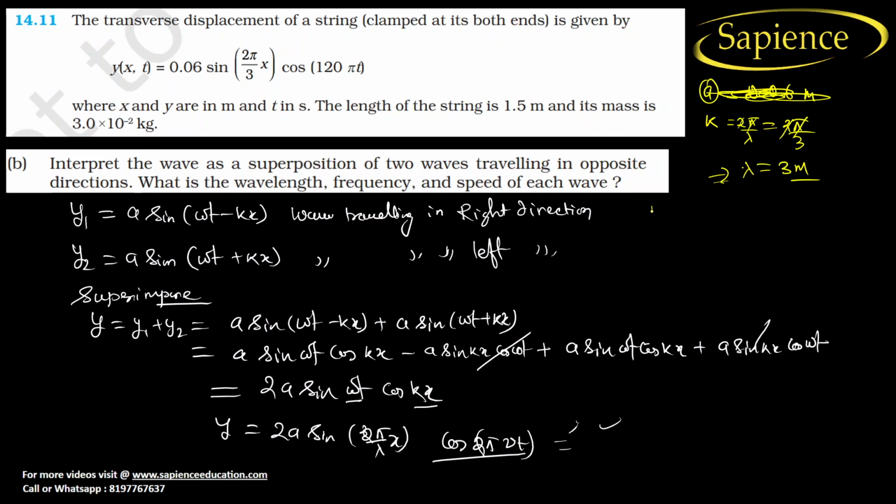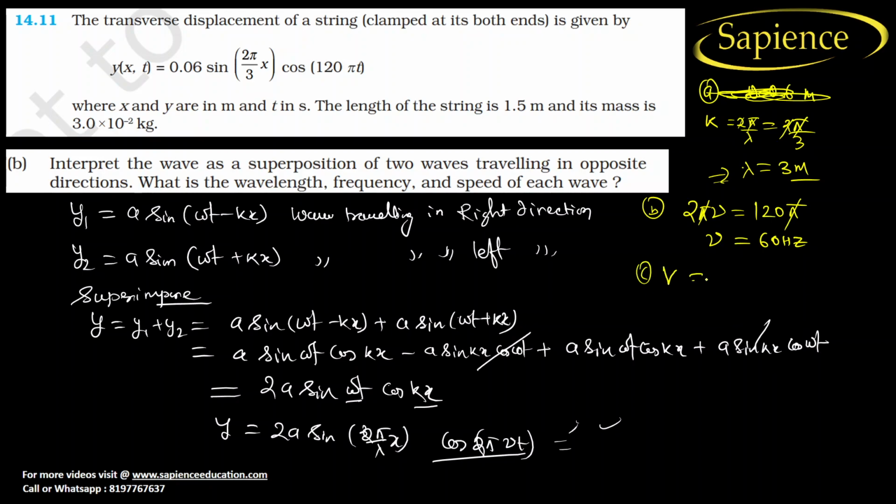Now we can find the frequency. So from here, 2 pi nu, that is frequency, is equal to 120 pi. So pi got cancelled out, so the frequency will be 60 hertz. Okay, now let us calculate the velocity of the wave.